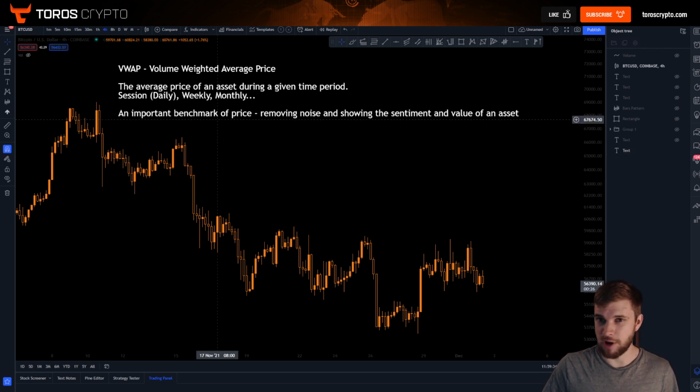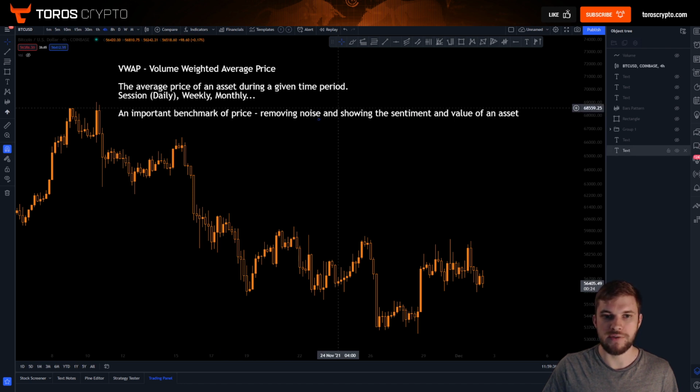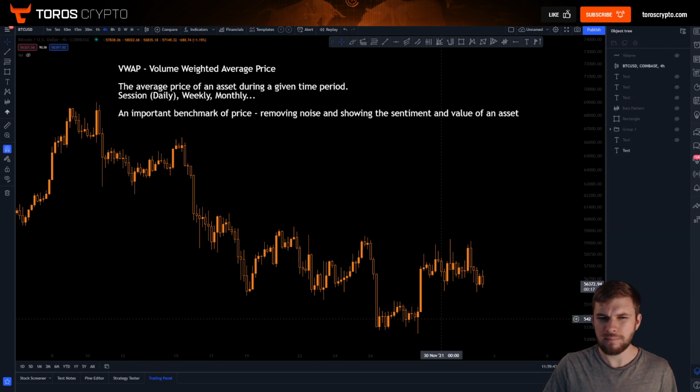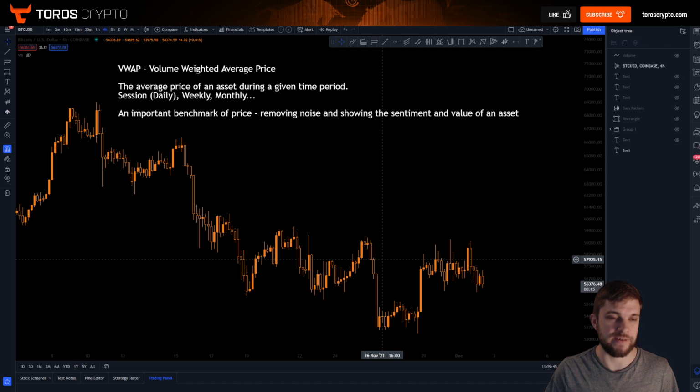Basically, it's an important benchmark of price. Okay, it removes a lot of the noise, showing the sentiment and value of an asset. So if you look at this chart here with all these candles, there can be a lot of noise there which you don't necessarily want to trade.